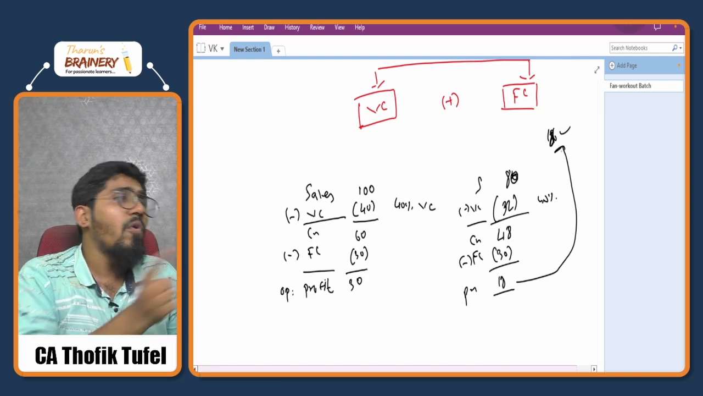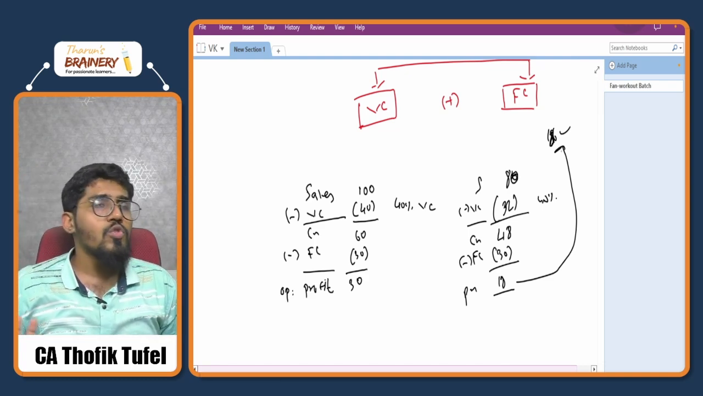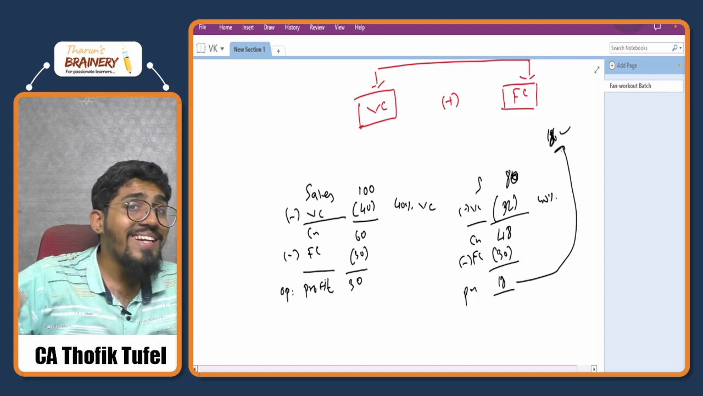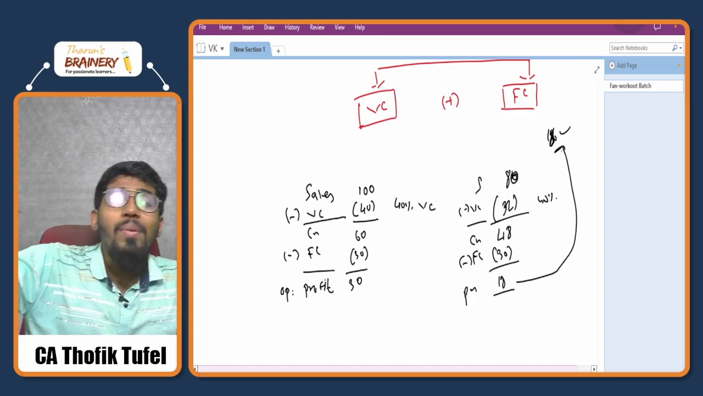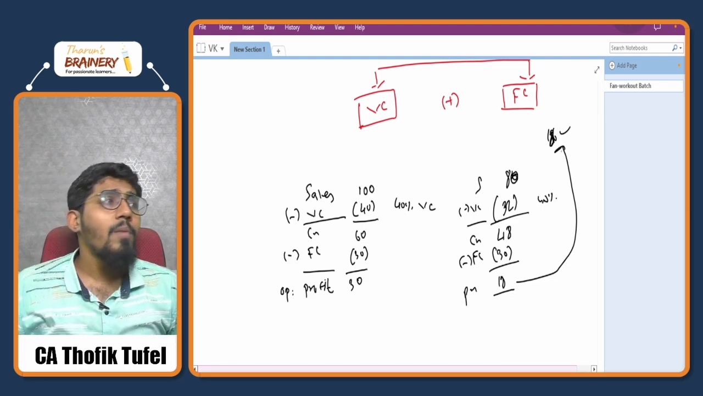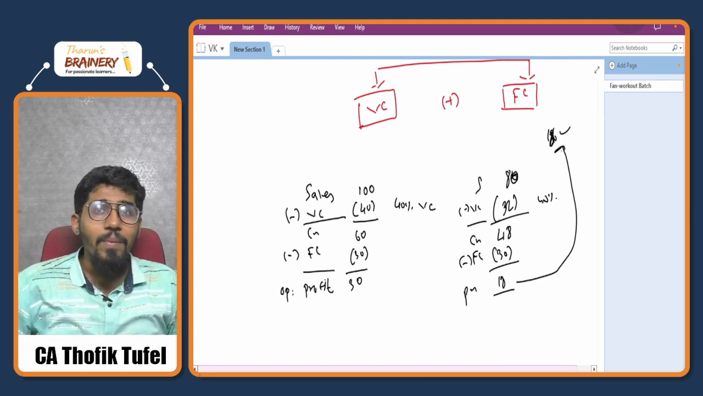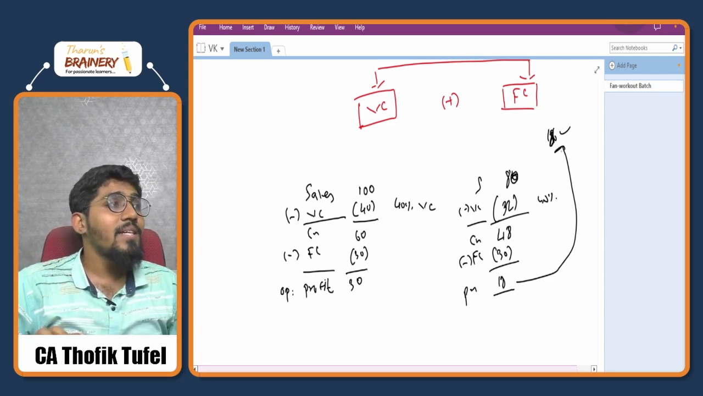10 rupees I am earning, 4 rupees gone, so 6 rupees is the contribution. The entire contribution goes to my profit. Before 50 rupees, the entire contribution was not my profit, because I have to pay some fixed cost also. After 50 rupees, the entire contribution is coming and setting into my profit.